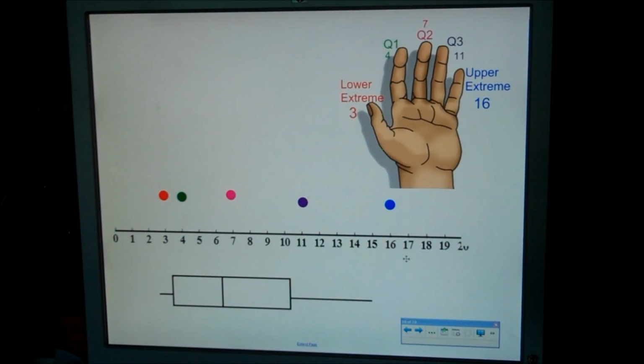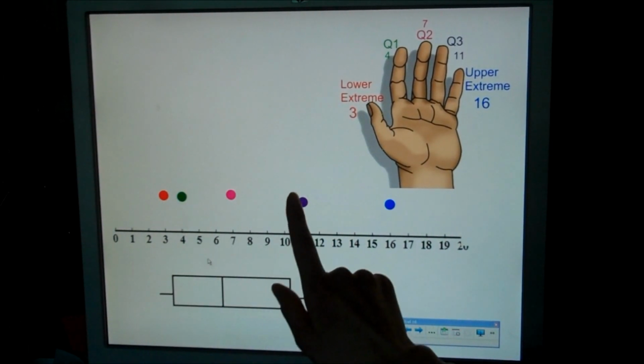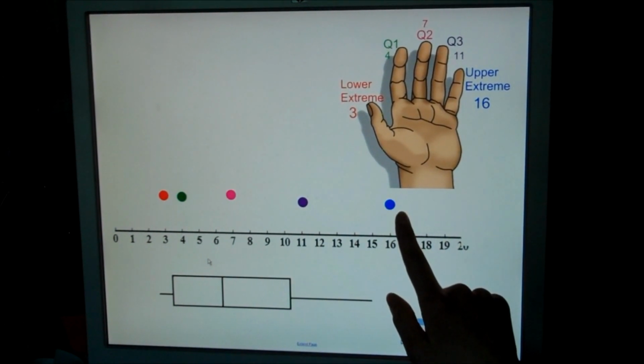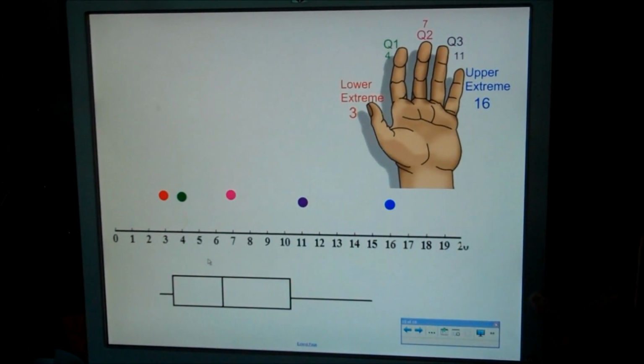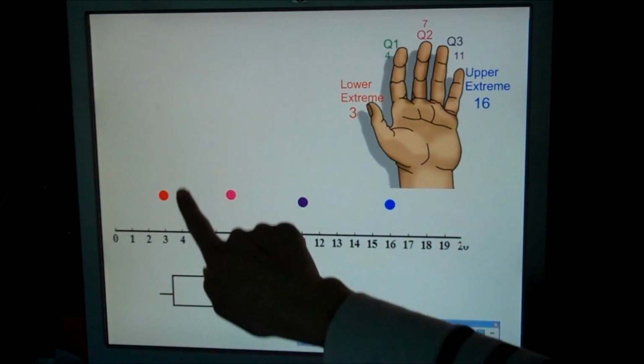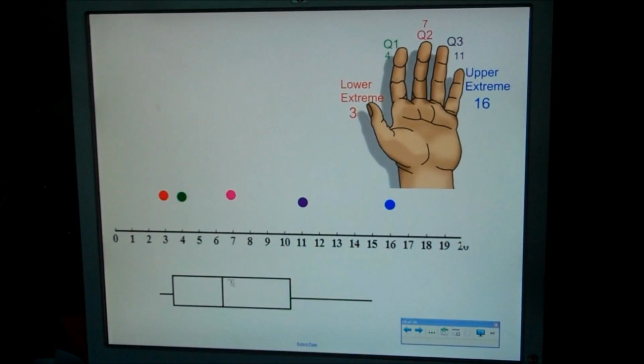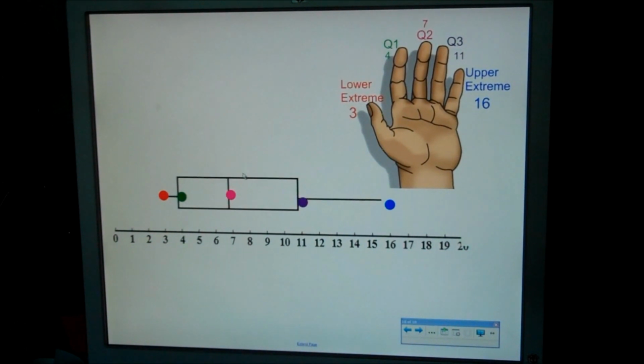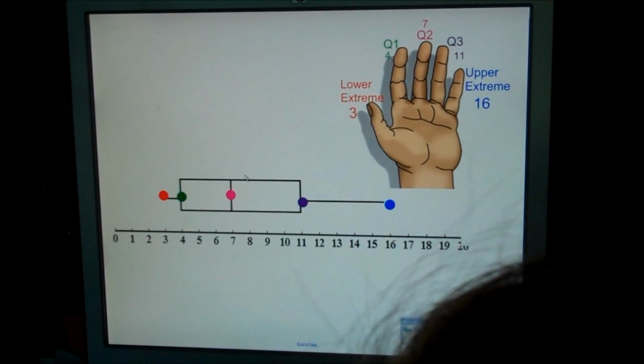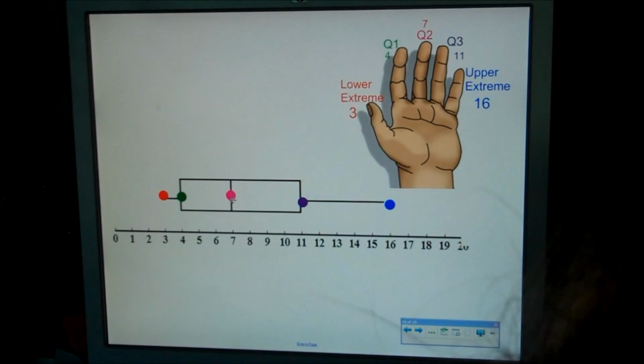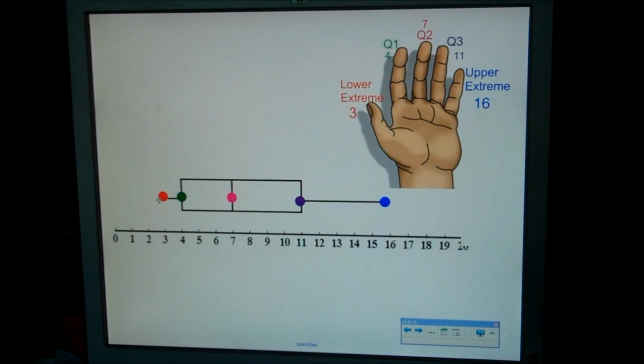Now, you got to make your box and your whiskers. Where did I tell you your whiskers are? What two colors are going to represent my whiskers? Red and green, purple and blue. Now, where's my box going to be? Between what two colors? Green and purple. Here we go. I'm going to fly mine in. I got those pretty on point. 7, 11 was there. I might need to move him just a teensy. There we go. There's my box and whisker plot.